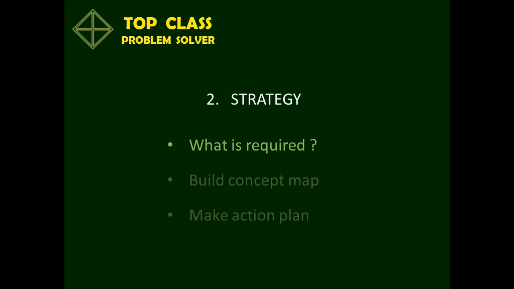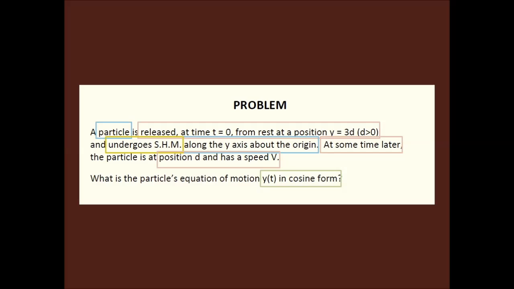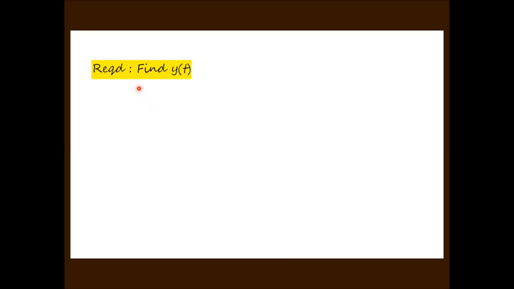The first step of the strategy is to determine precisely what is required. In this problem, we are required to find the equation of motion y of t in cosine form. So this is what we write in our solution.